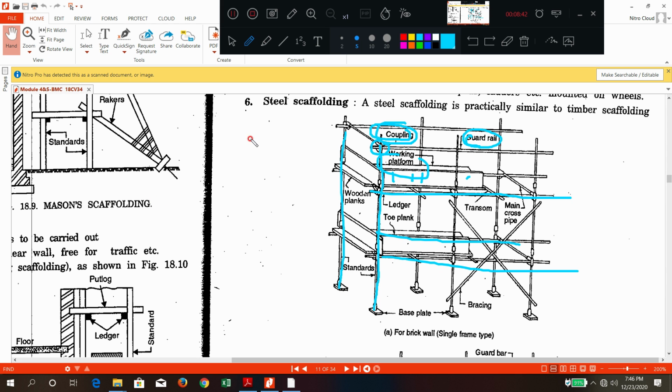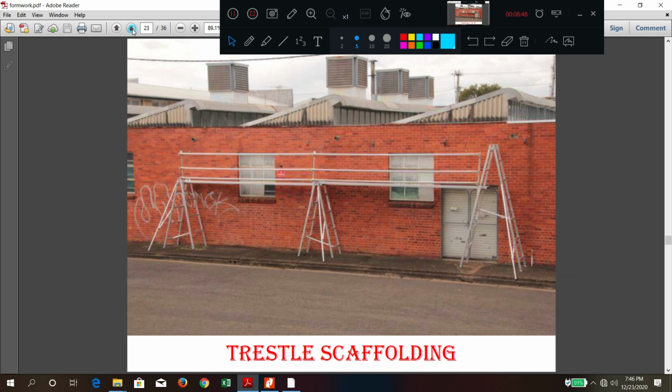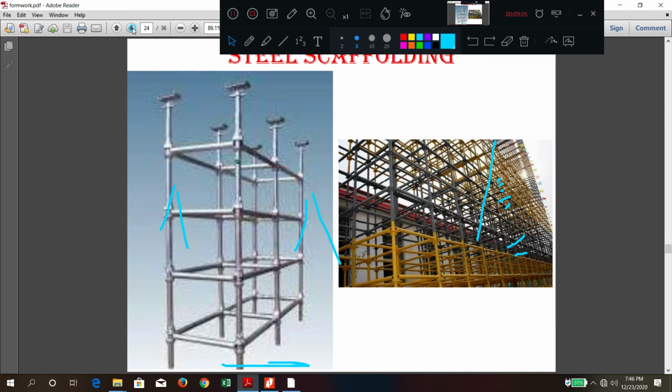So like this the steel scaffolding is also used. If you see the diagram of steel scaffolding, you will understand. This is trestle, which means using a tripod and ladder arrangement. Can you see here? The tripod is there and the ladder arrangement is also there, for minor repair work.